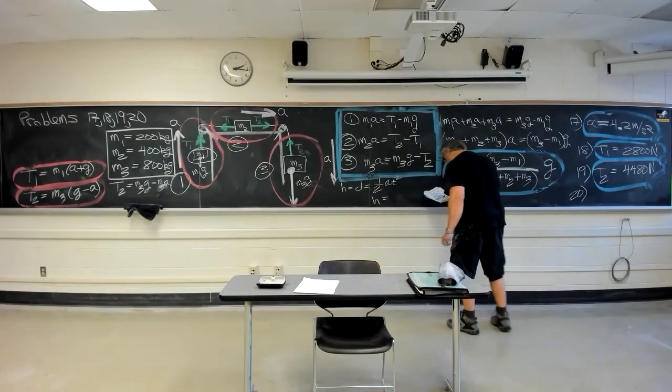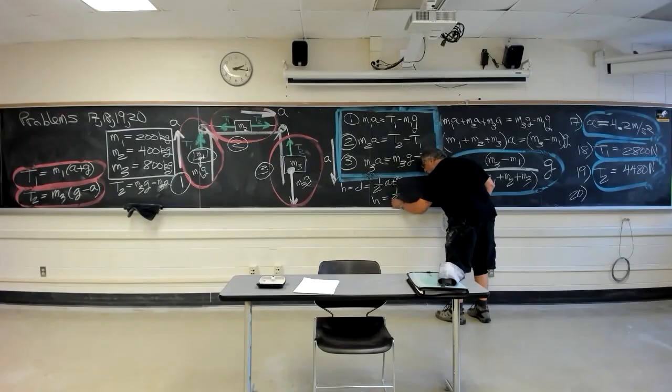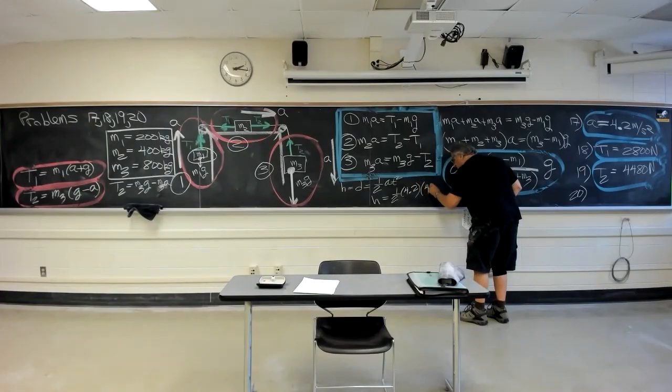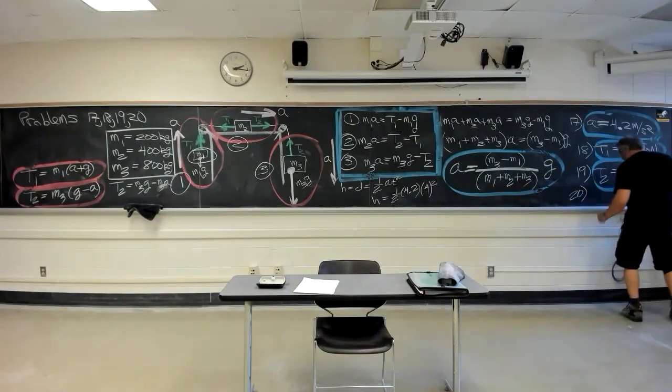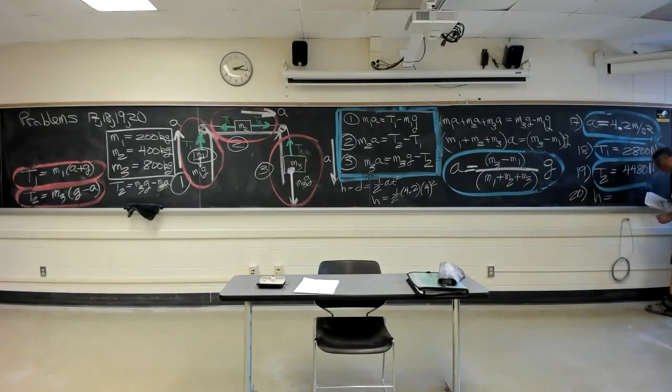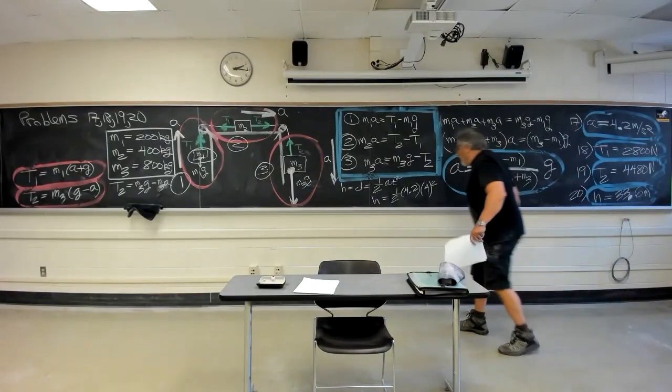H is equal to 1/2 the acceleration that we discovered, 4.2, times 4 seconds. Grind those numbers out. In 4 seconds, that's 33.6 meters. Now, where's the VI?